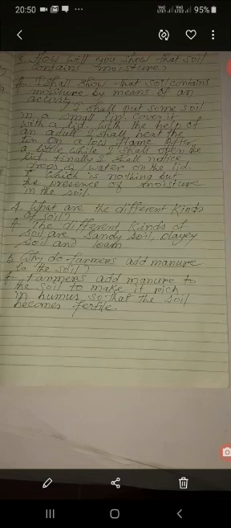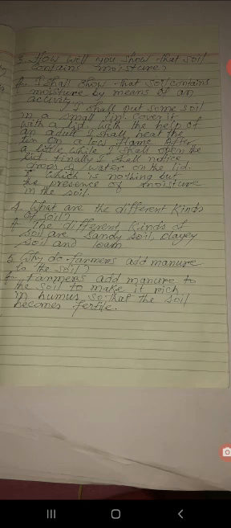Number 4. What are the different kinds of soil? Answer: the different kinds of soil are sandy soil, clayey soil, and loam. Question number 5. Why do farmers add manure to the soil? Farmers add manure to the soil to make it rich in humus so that the soil becomes fertile.